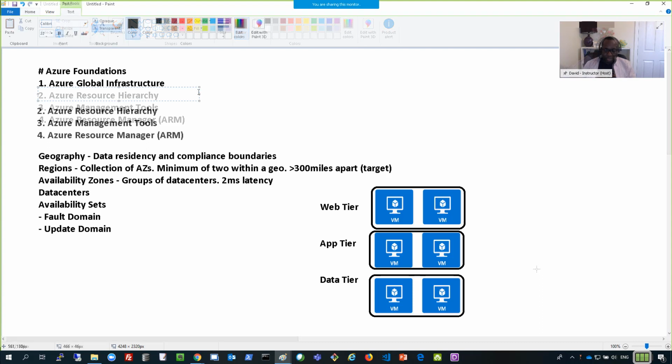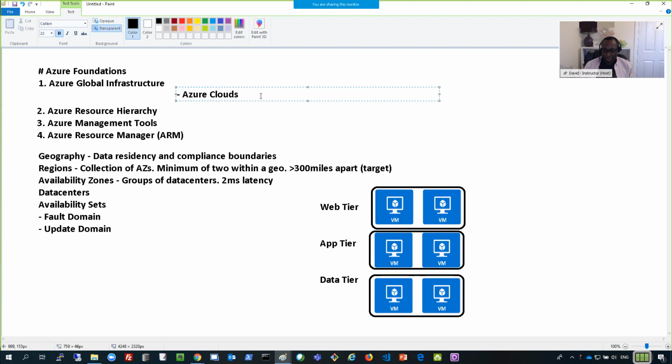The global infrastructure is around the different Azure clouds. There are three main ones that I'll mention, just to give you that new information. We have what you call the Azure clouds: the Azure public regions, the Azure government, like we saw earlier, and the Azure geofenced regions.